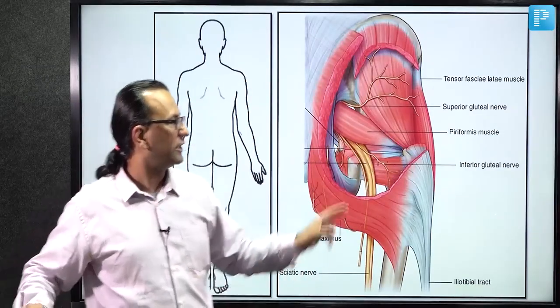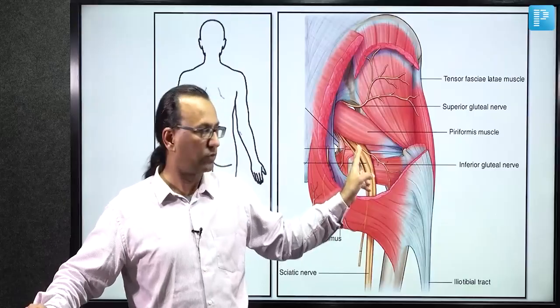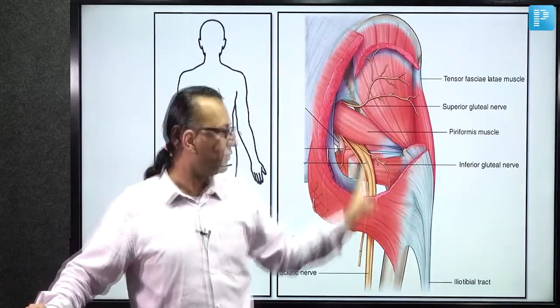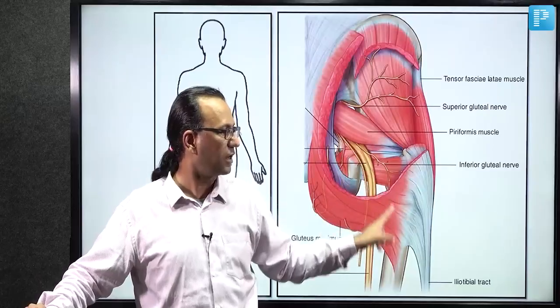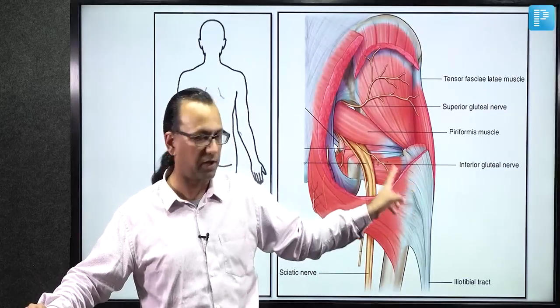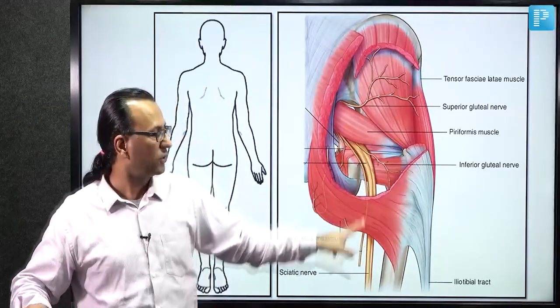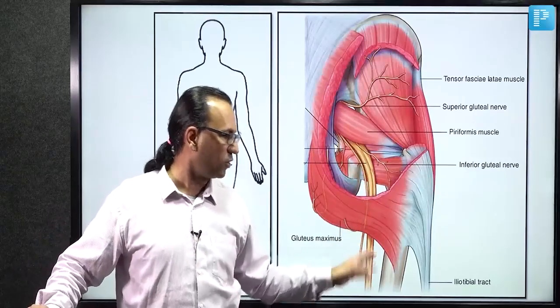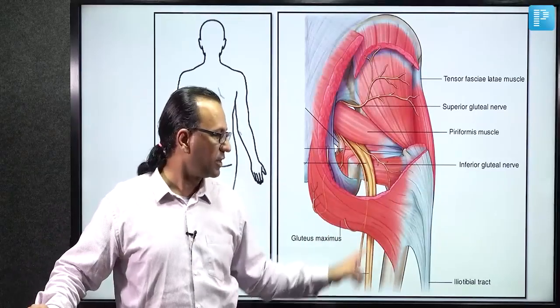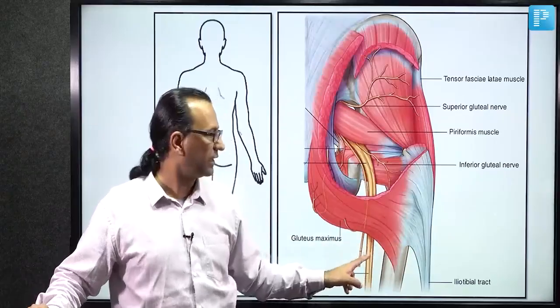And as you see, this sciatic nerve is coming through the greater sciatic notch, but below the piriformis muscle, along with the inferior gluteal nerve. The inferior gluteal nerve is going to supply the large muscle here, gluteus maximus, for hip extension. The sciatic nerve is two nerves running together, and it is the tibial part of the sciatic nerve which is going to supply the hamstring muscles. The common peroneal nerve supplies the short head of biceps femoris there.